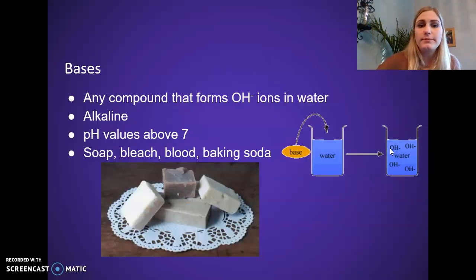We also have bases, which is where we get the hydroxide ions from. We call this alkaline. So acids are called acidic, bases will get the alkaline term instead. This is above 7, and it includes soaps, bleaches, your blood is slightly basic, baking soda, Tums, all of these different things are bases. And that's where you're going to see that high concentration of hydroxides.